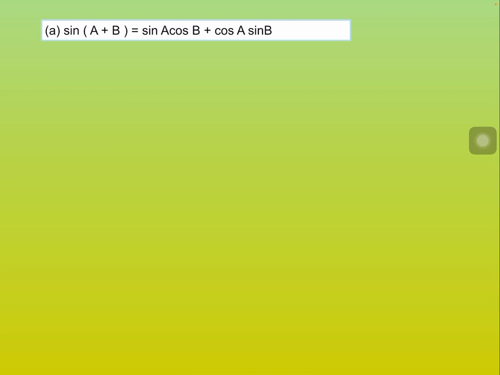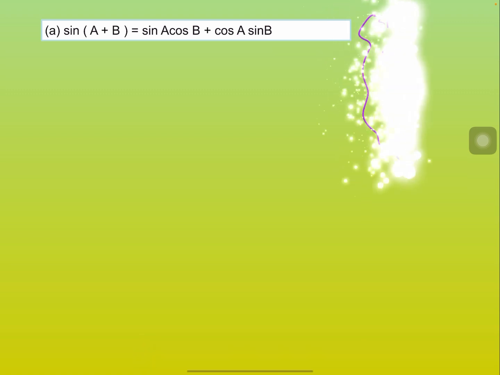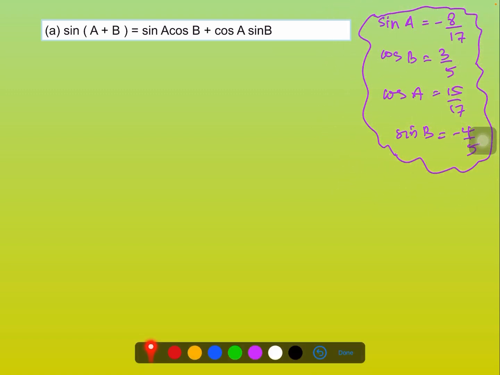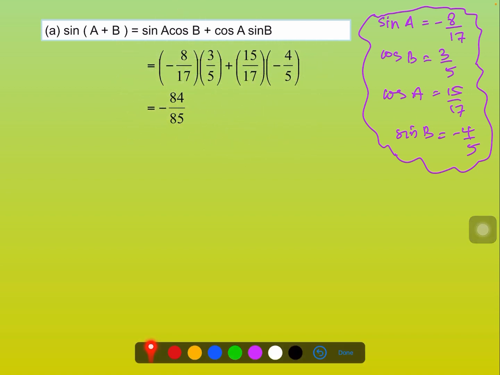Now we go to find sine A plus B equals sine A cos B plus cos A sine B. All these values you can get from just now. So we substitute sine A as minus 8 over 17, cos B as 3 over 5, cos A as 15 over 17, and sine B as minus 4 over 5. Then we calculate this out, and we will have minus 84 over 85.